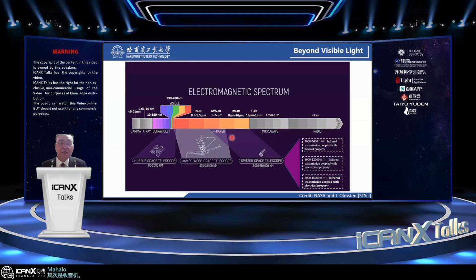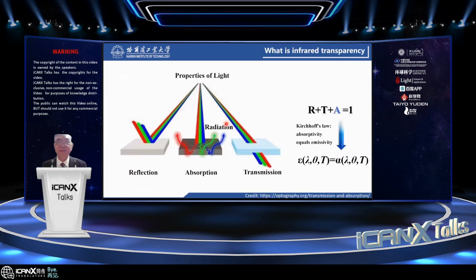Today we are going to talk about infrared, and for light, we have these properties. What is transparency? We are talking about infrared transparency. When the light comes, you have three kinds of response: reflection, absorption, and transmission. If this material is transparent to the light, the light goes through. Of course, these things go simultaneously.